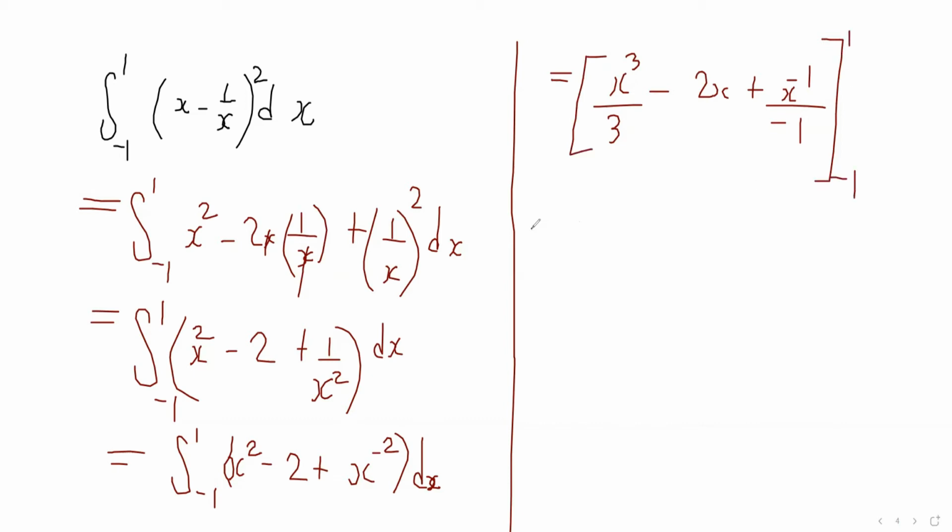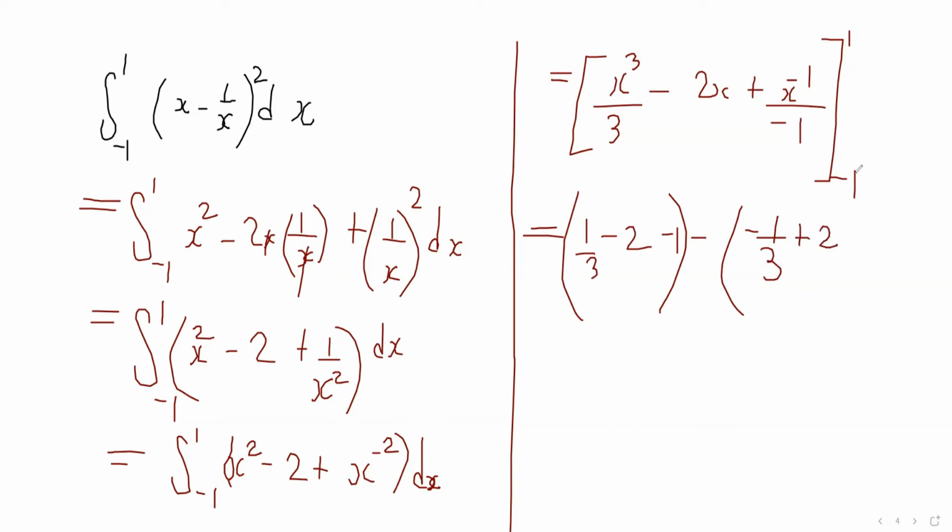Now when you plug in the 1, you get 1 over 3 minus 2. Then this here, 1 to the -1 is 1, and 1 over -1 is -1. So that's when we plug in the 1. Minus, plug in -1 now. -1 cubed is -1 over 3. Put -1 here, so you're going to get +2.